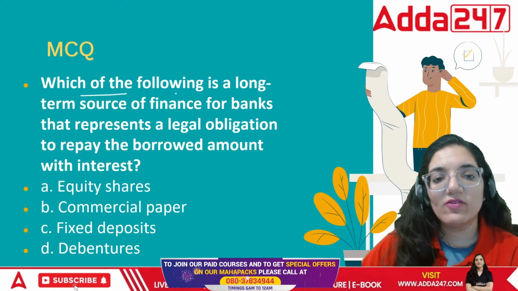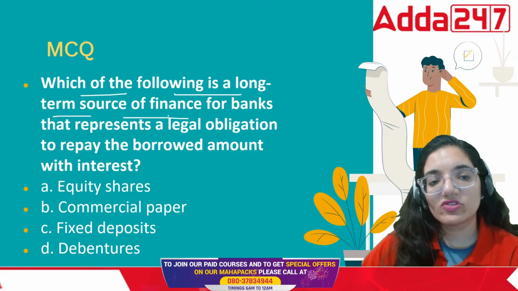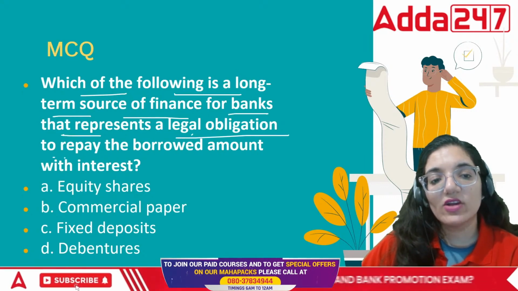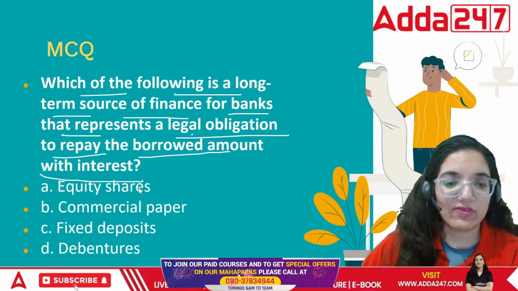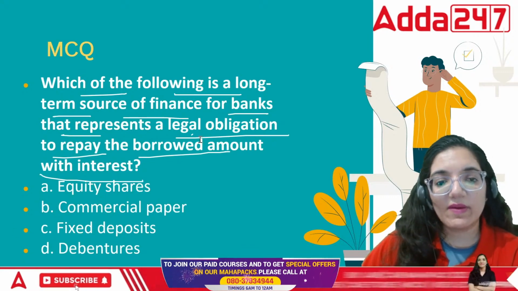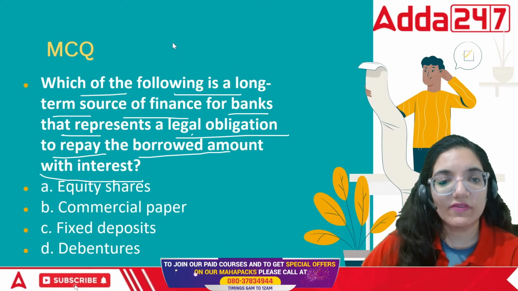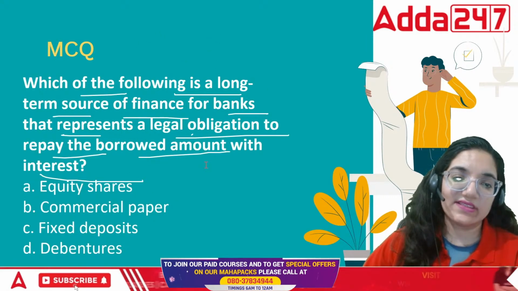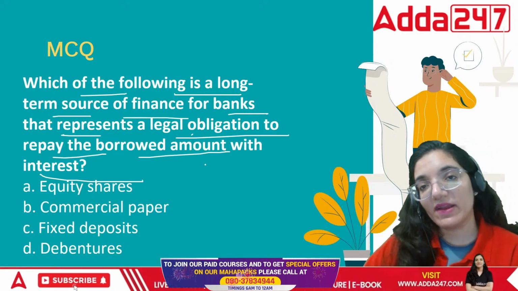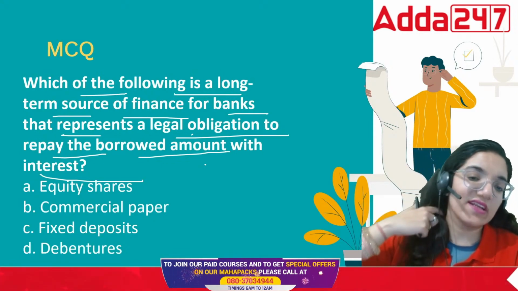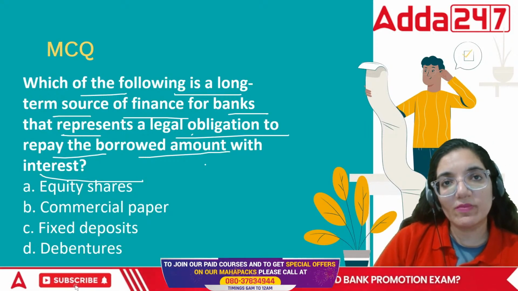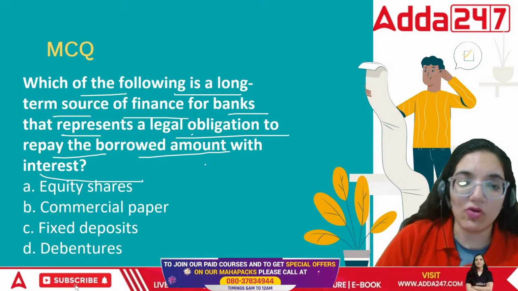Next question, which of the following is a long-term source of finance for the banks that represents a legal obligation to repay the borrowed amount with interest? If I take a loan from the bank, is a long-term source of finance. Yeah. In this case, the bank has taken money from outsiders. It's a legal obligation that he has to pay them back. Fixed deposits are a different scenario, but that is not a loan now. While when we talk about commercial paper, that is a short-term thing. It's not a long-term thing.